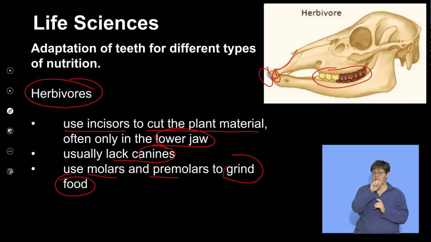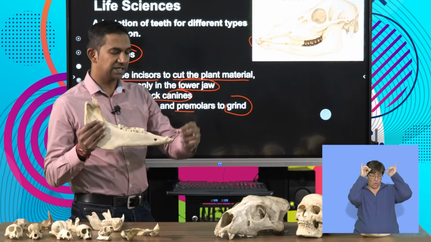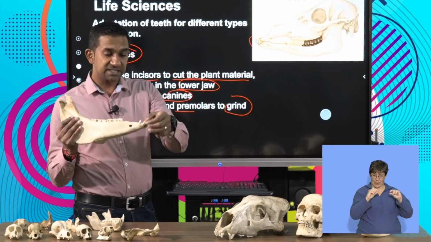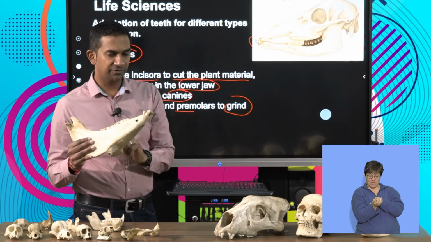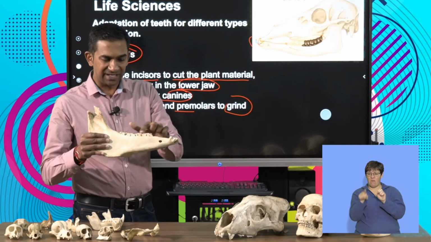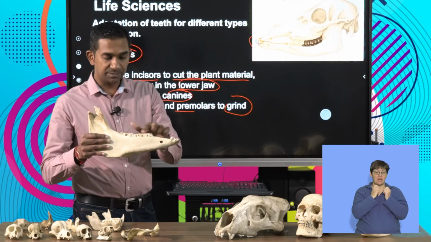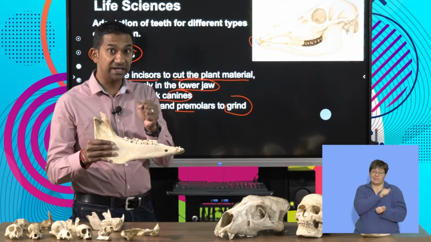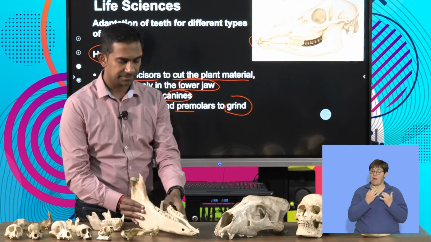Let's look at this lower jaw of a cow. You can clearly see significantly reduced canines. The incisors in this model have fallen off, but you can see the well-developed molars and premolars, which are shaped in a way to allow for extensive grinding of their plant diet.